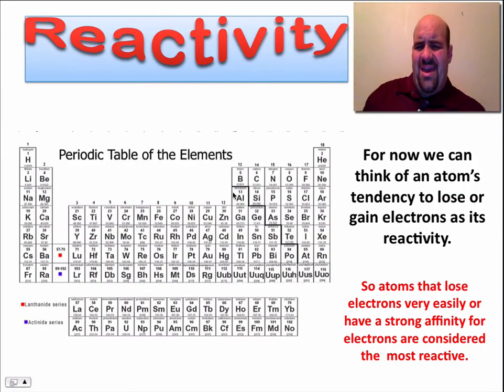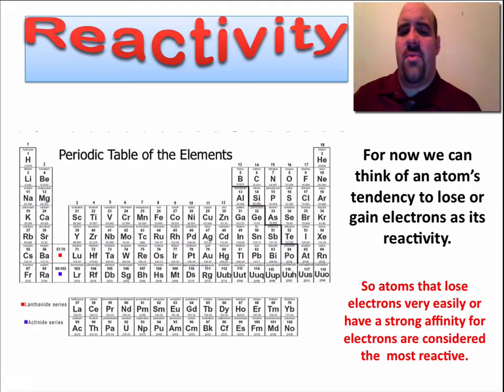And now we're going to look at, I believe this is the last thing, there might be one more. We're going to look at reactivity, chemical reactivity. For now, we can think of an atom's tendency to lose or gain electrons as its reactivity. So if an atom can lose electrons easily, or gain electrons easily, we're going to call it reactive.